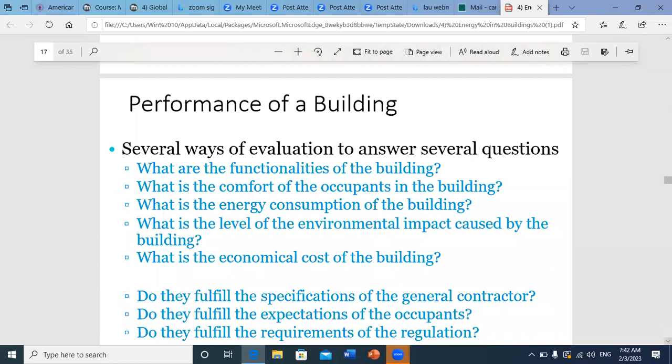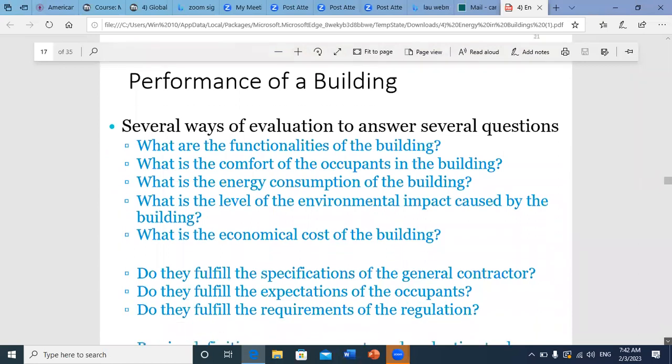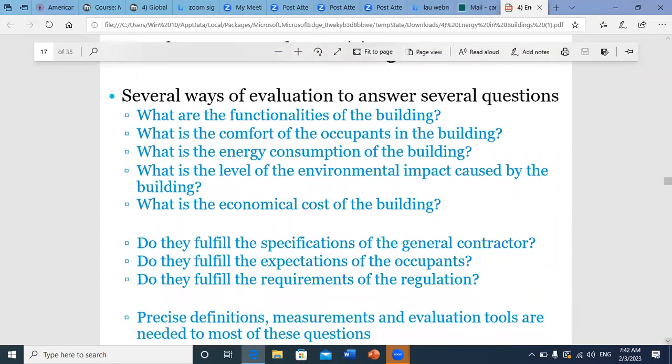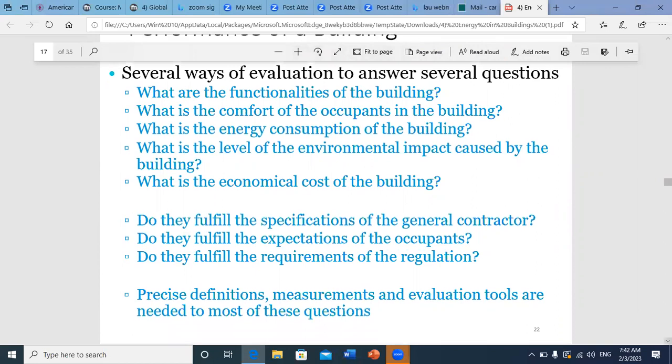Now, concerning the performance of a building, we have several ways of evaluation to answer, and we should answer several questions whenever we do the design. First, what are the functionalities of the building? Because this will affect the design of the building. What is the comfort level required?